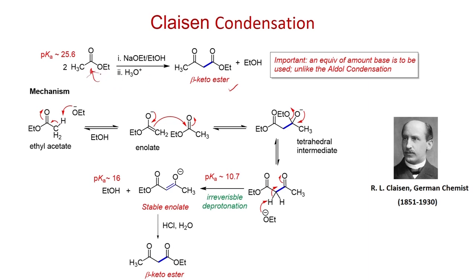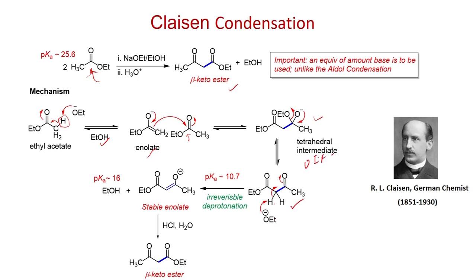One of the esters, at the alpha CH bond, undergoes deprotonation to give the enolate, the mechanism shown here. The ethoxide deprotonates this acidic alpha CH proton to give ethanol, and you form the enolate. This enolate undergoes addition with the carbonyl group of another ester, giving this addition product. The tetrahedral intermediate is converted to this beta keto ester by removal of the ethoxy group.